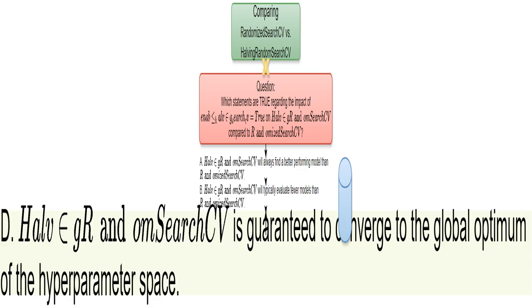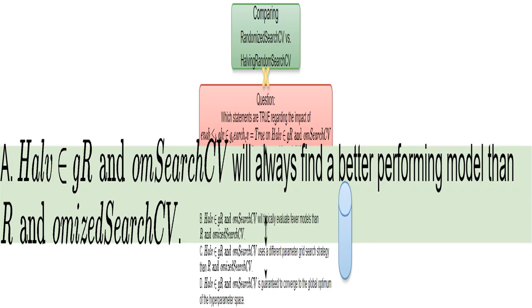Neither method guarantees finding the absolute best hyperparameters. Both are heuristic searches. They could get stuck in a local optimum, missing the true best solution. It's like searching for the highest point on a mountain range. You could get to a peak, but that doesn't mean you've reached the highest peak in the whole range. False. While halving random search CV tends to be more efficient, it doesn't guarantee a better model every time. Randomness plays a big role in both methods, leading to variable results.